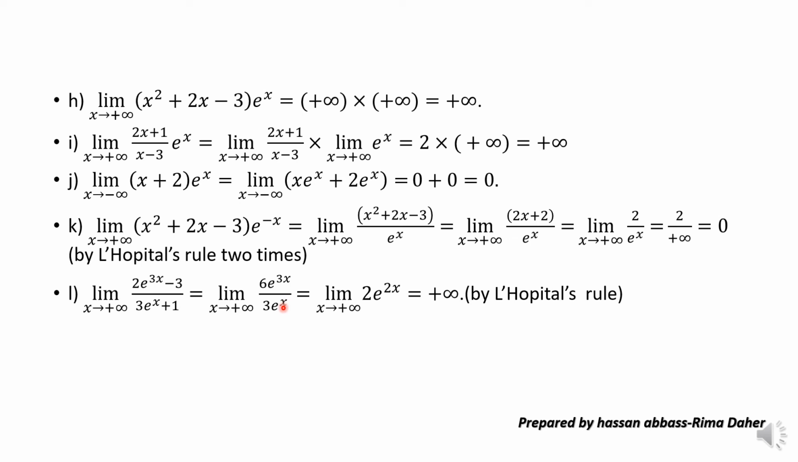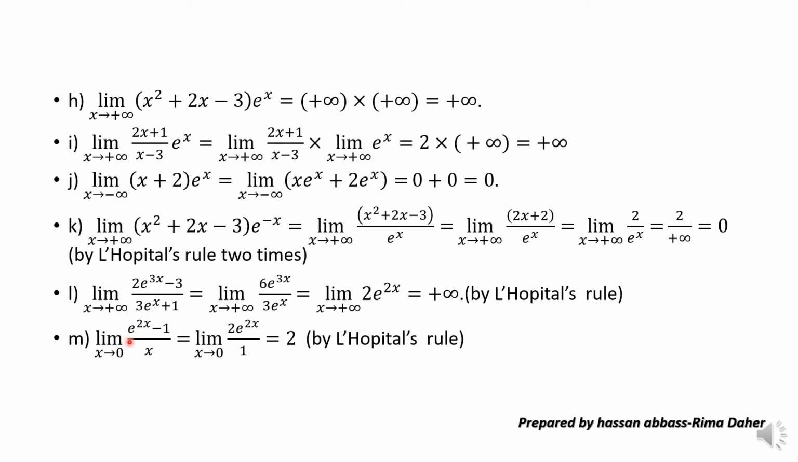e^(3x) over e^x, using e^a over e^b equals exponential a minus b. Then e^(3x) over exponential x is equal to exponential 3x minus x, which is exponential 2x, and 6 over 3 is equal to 2. Replace x in this value plus infinity, we get 2 exponential plus infinity, which is equal to plus infinity.